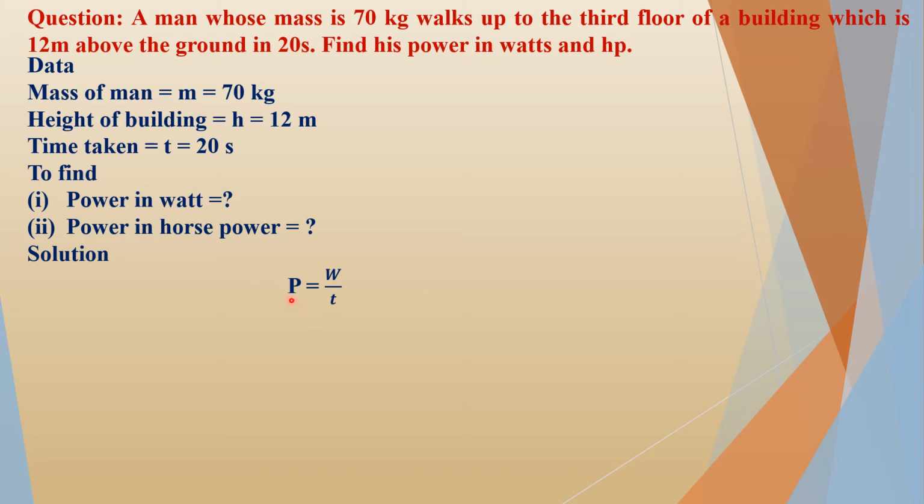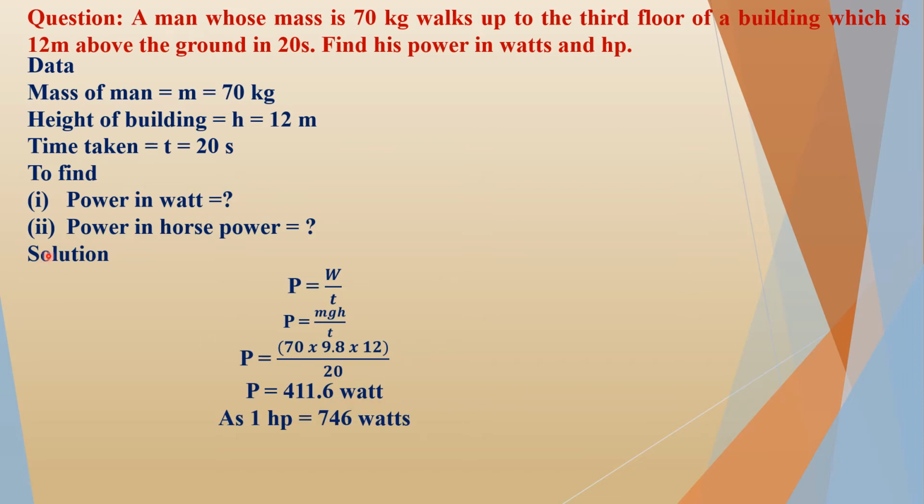Solution. Power is equal to work done per unit time. Work done is equal to mgh, and putting the values of m, g, h and t, after solving we get power is equal to 411.6 watt.